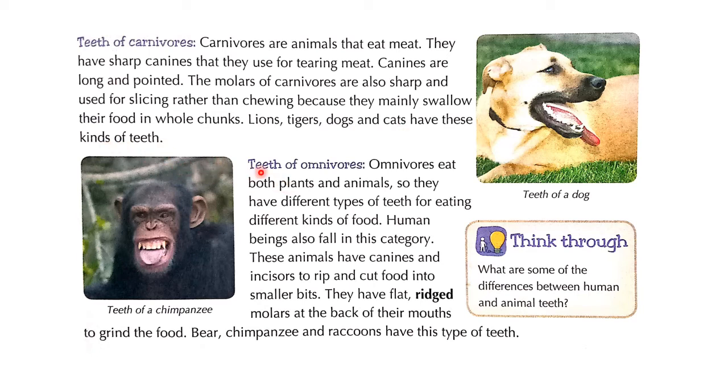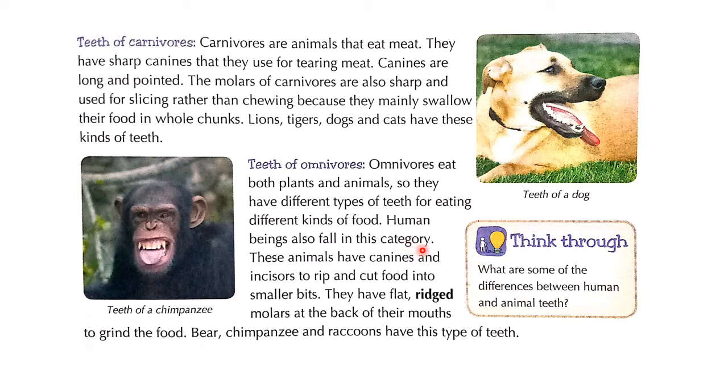Now we will see the teeth of omnivores. Omnivores eat both plants and animals, so they have different types of teeth for eating different kinds of food. Human beings also fall in this category.